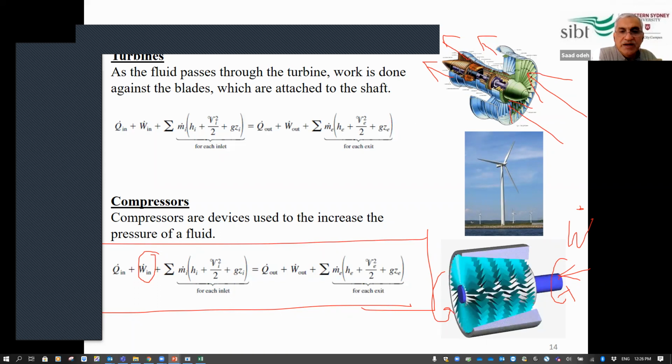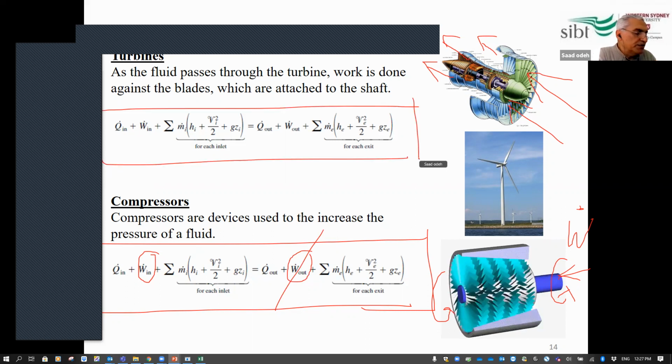the equation. We cannot remove it from the equation because we have work in. So this is part of the energy equation, not like the previous examples. And work out, we don't have work out because we don't produce work from the compressor. While in the turbine, this is the turbine equation. In the turbine equation, we produce work from the turbine.